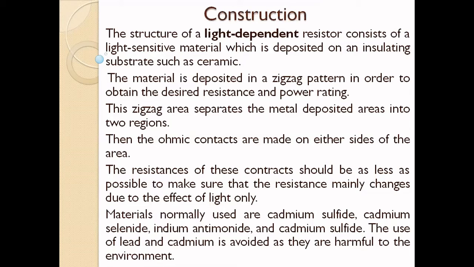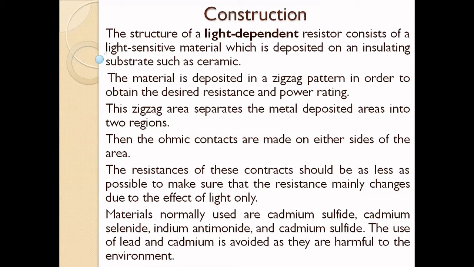For example, if the intensity level is 100 lumens, the resistance value is 10K. At 1000 lumens, the resistance value is 1K. So this is one value. Suppose you want to change the resistance value, then the material deposited in the zigzag pattern will get changed.